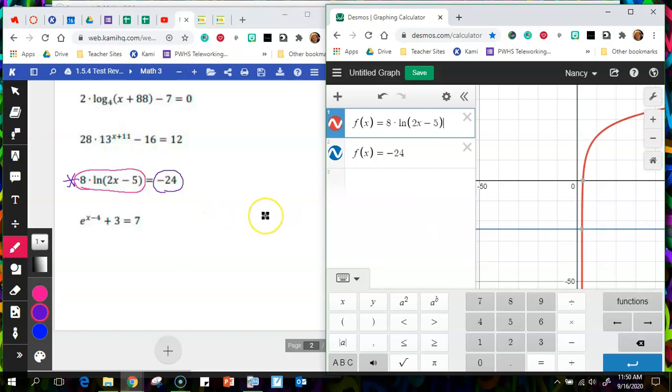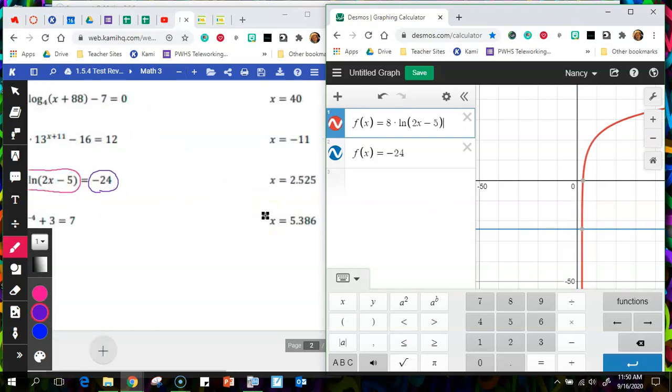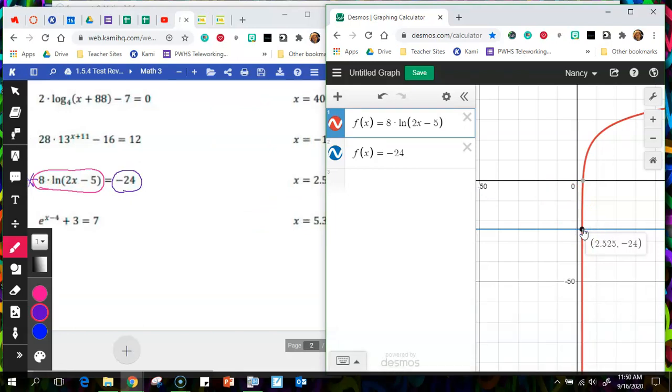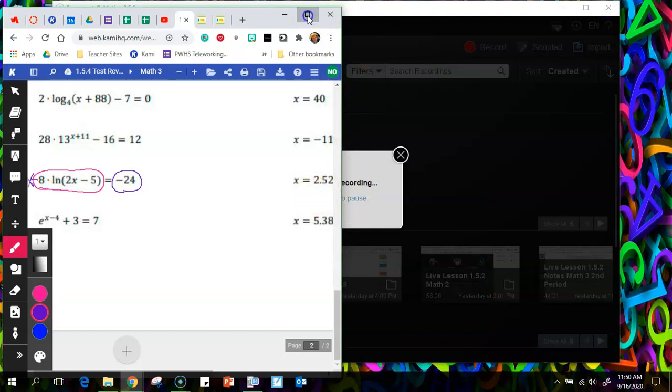Okay, so let's see what the answer is supposed to be. It should be 2.525, and if we click right here where they intersect, it is 2.525. Okay, so that's all I'm going to do.